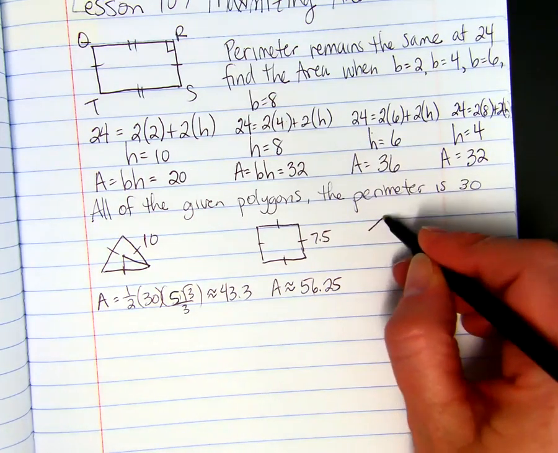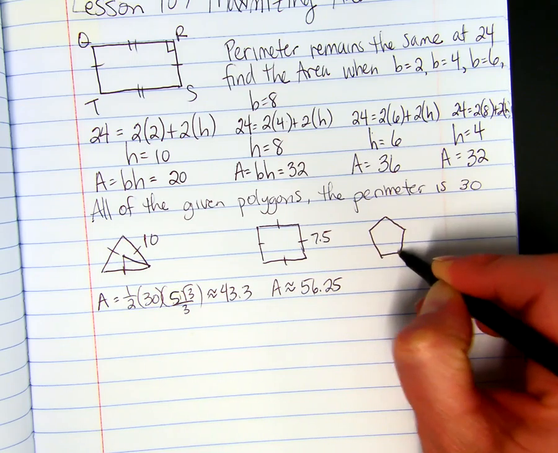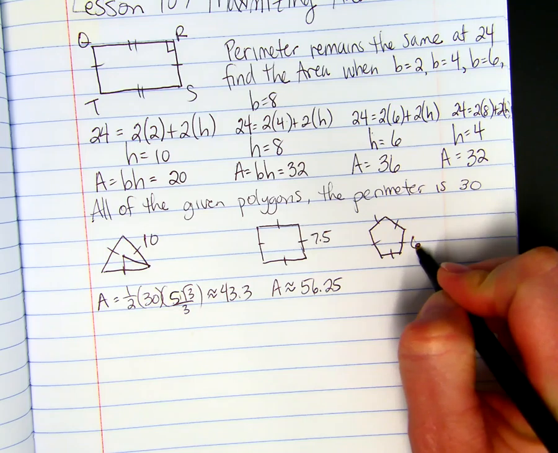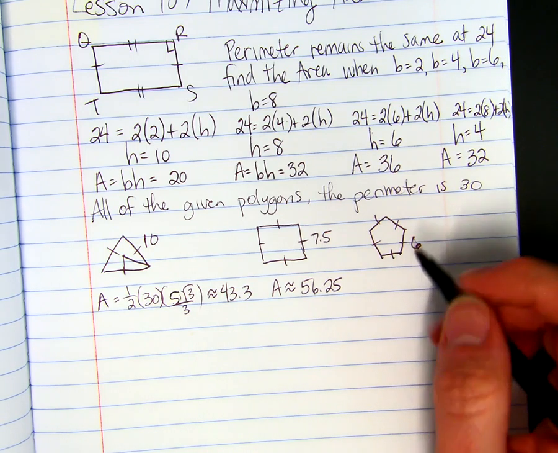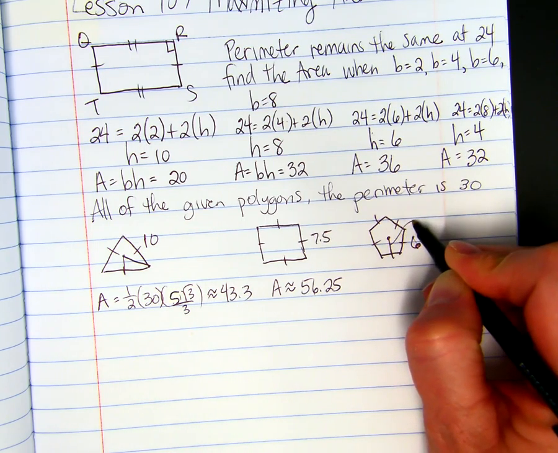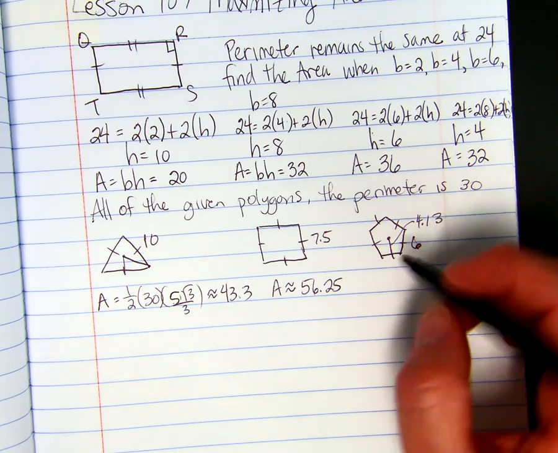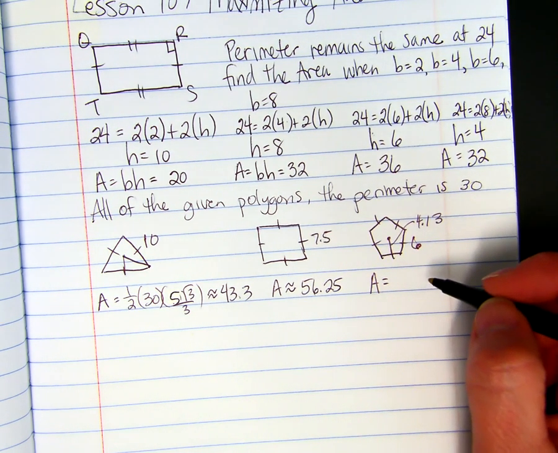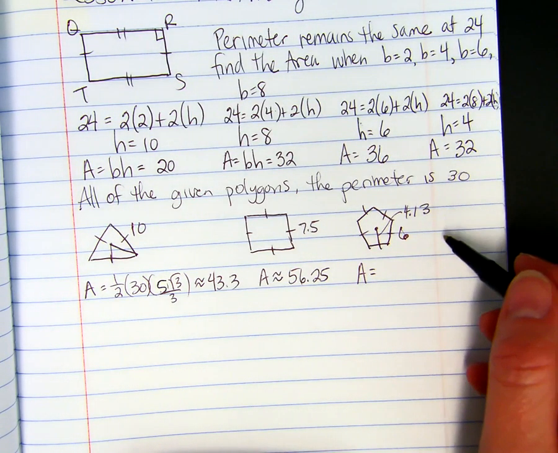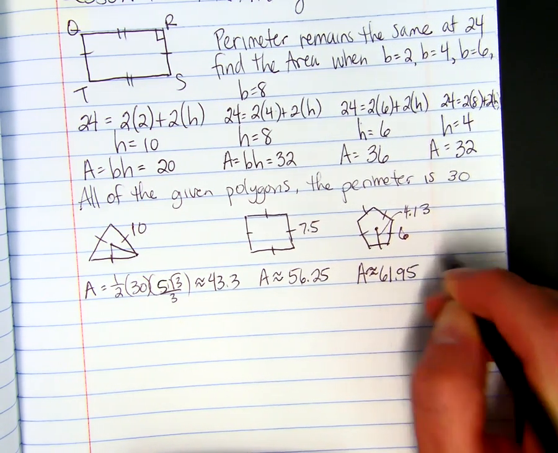And then if we do a pentagon, well, it's supposed to be regular. So we divide 30 by 5. Each side is 6. The apothem is 4.13, as it says right here in the book. Find the area, so half the perimeter times 4.13, which is approximately 61.95.